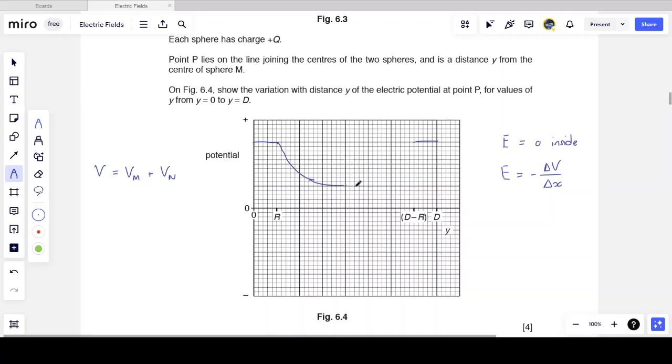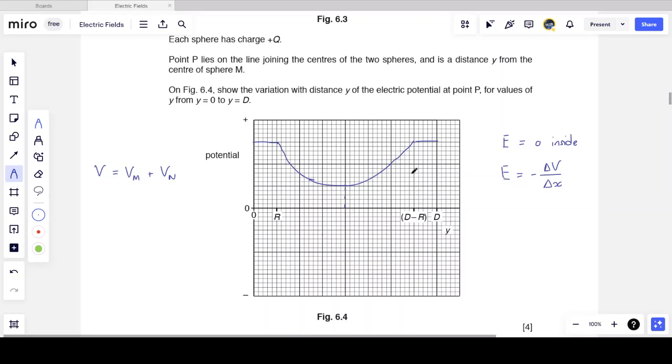At the central point will be the minimum value of potential. Again, I'm sketching it, so it doesn't really matter where the midpoint is, but it has to be symmetrical. And so the other side of the graph would look something like that. And so this graph has a symmetrical shape about the midpoint, which is d over 2.